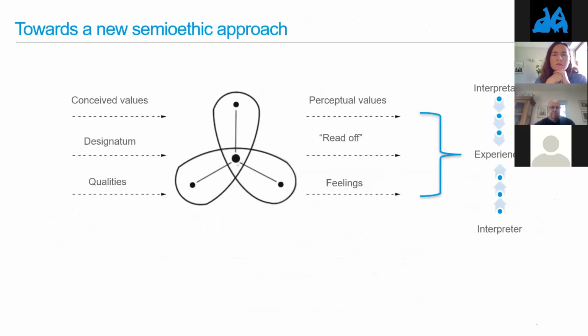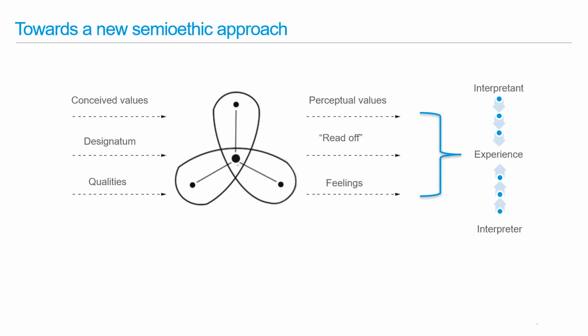Now let us proceed with some final explanations about what happens with the interpreter in connection to Dewey and Morris' dispute and the semioethic perspective of our new approach, with another visual conceptualization for the sake of simplicity. Conceived values, the designatum or qualities to be interpreted, despite their signification as linguistic signs, their true understanding is a matter of human experience and something else we mentioned a while ago.